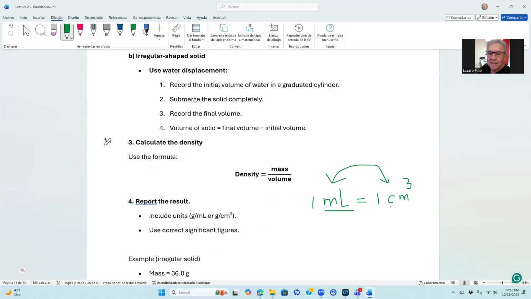In 1 cubic centimeter, you can have 1 milliliter of a liquid. That's why you can use these 2 units. And don't forget to use the correct significant figures in your answer.